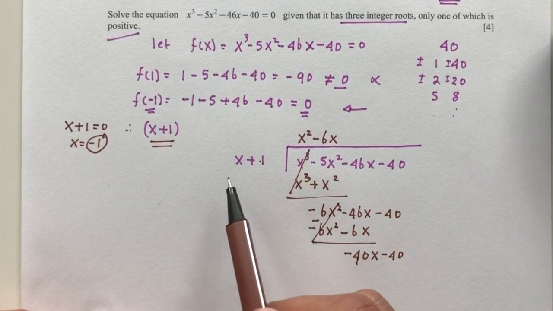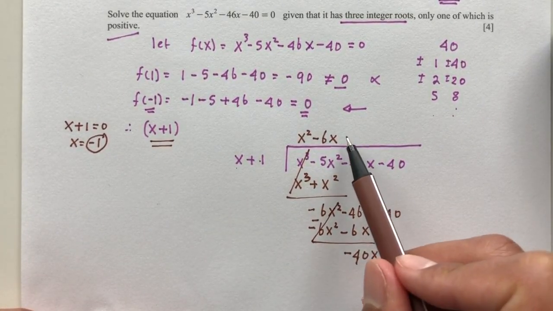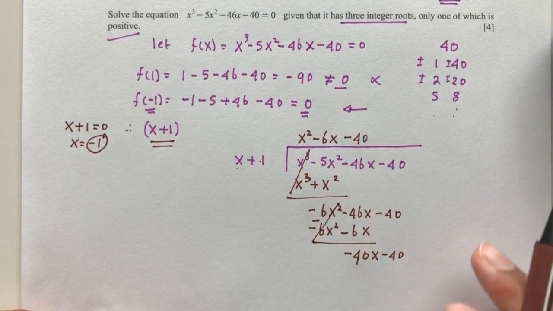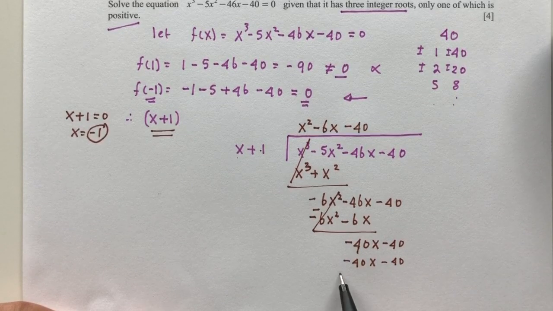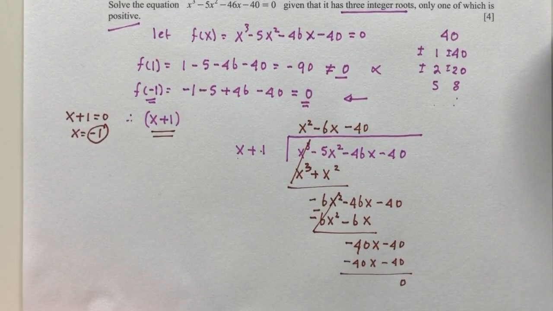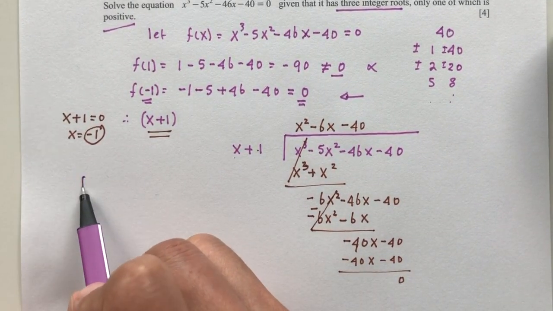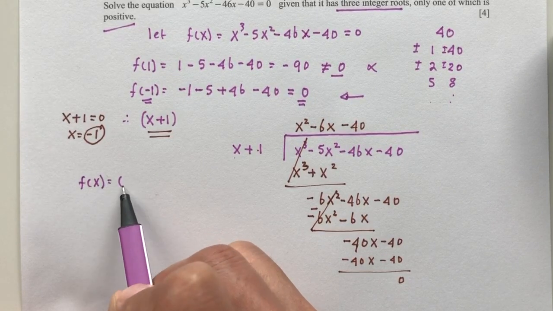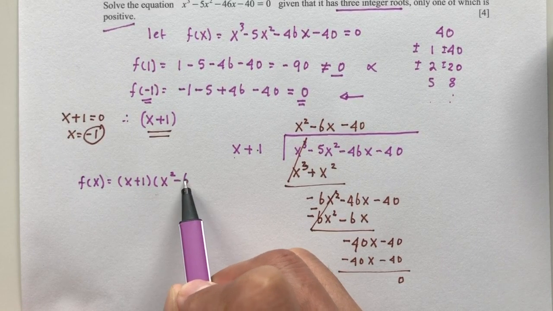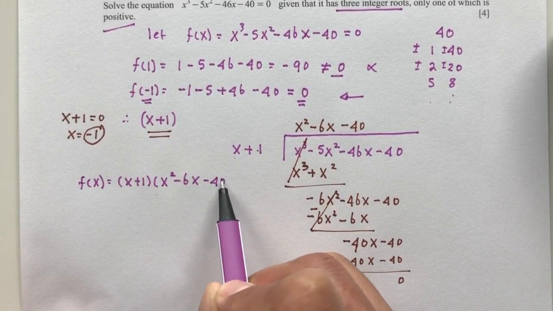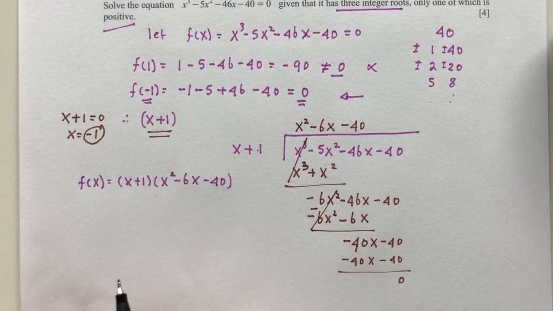And the last one, how can we make x become minus 40x? We have to multiply by minus 40. That will be minus 40x minus 40. And this will be 0. So it means that f of x is equal to x plus 1 times x squared minus 6x minus 40. Now we can factorize this.